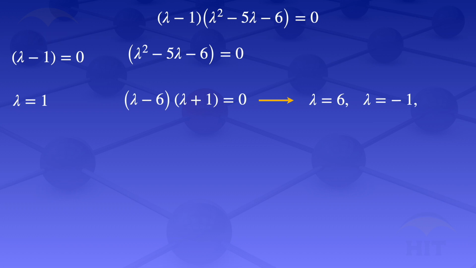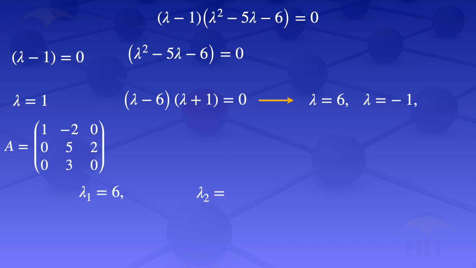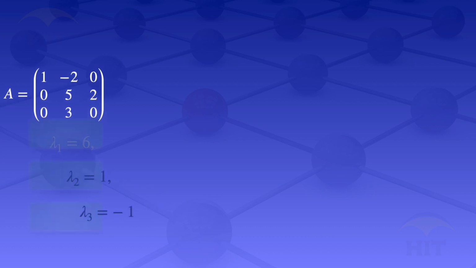So what we'll be having there is, for the 3 by 3 matrix A, the eigenvalues are lambda 1 is equal to 6, lambda 2 is equal to 1, lambda 3 is equal to minus 1. What I did there is I wrote the eigenvalues starting with the largest one. So those are the 3 eigenvalues.